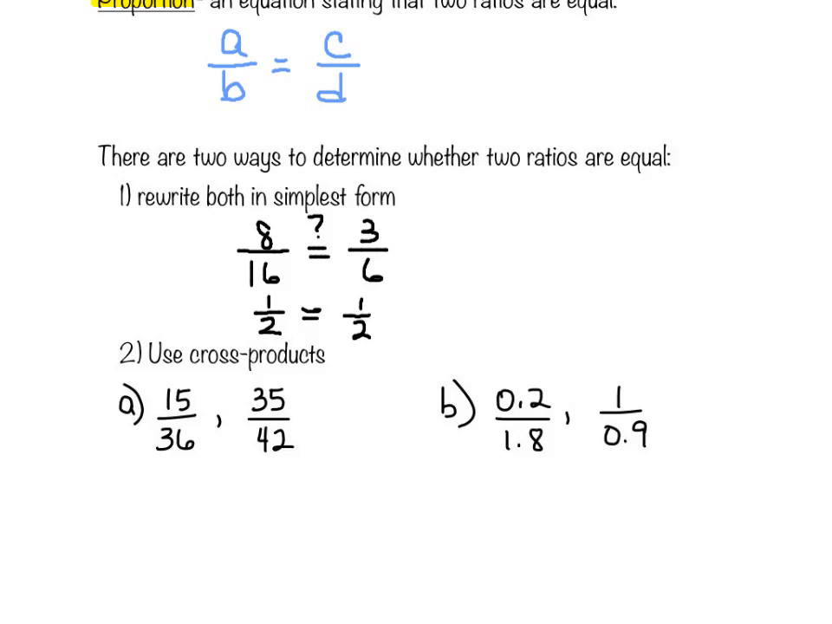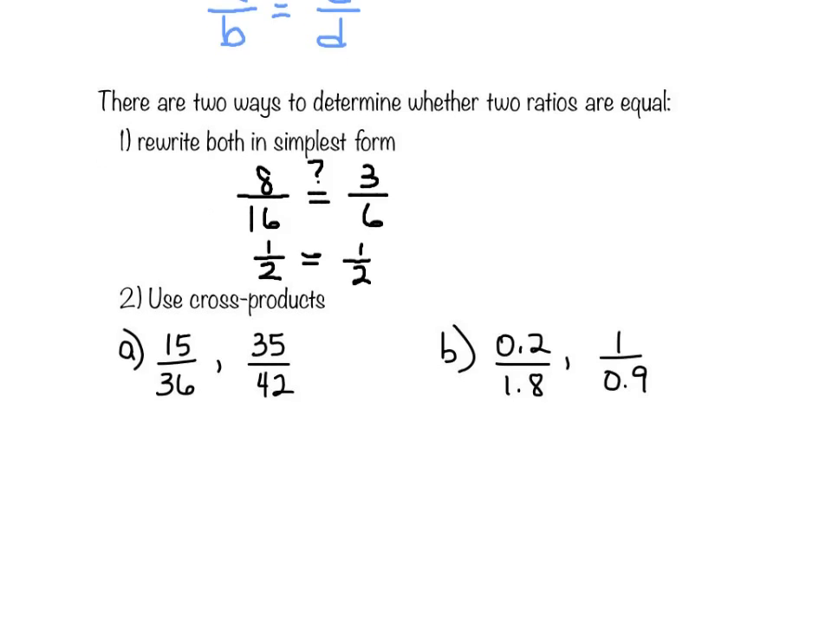It's not always possible to reduce these fractions, so we also use the cross products method. Example A, using cross products. By cross products, I mean that you take the numerator of the first and multiply it times the denominator of the second, and then the denominator of the first times the numerator of the second, and you will see if those cross products equal each other. Okay, so let's try that.